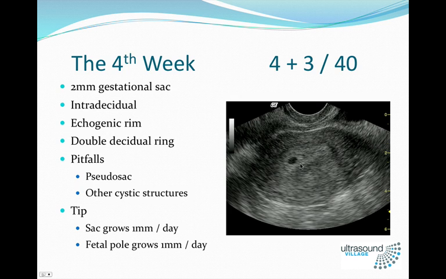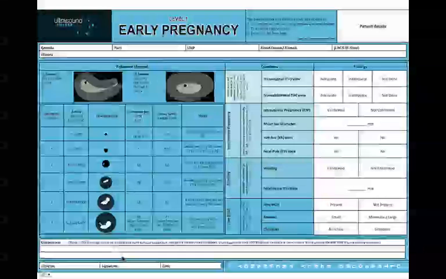Very useful, because if you see this at 4 weeks and 3 days and it's 2 millimeters, a week later it's going to be 9 millimeters. Another useful thing is that the fetal pole also grows a millimeter a day.